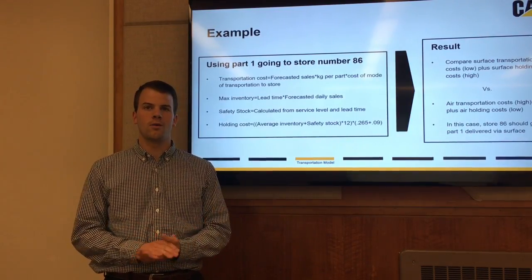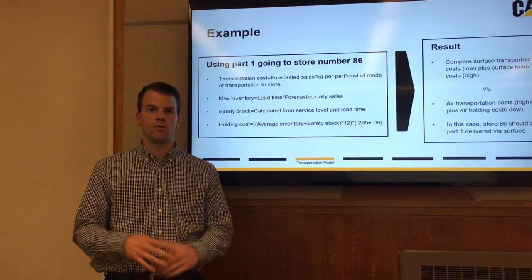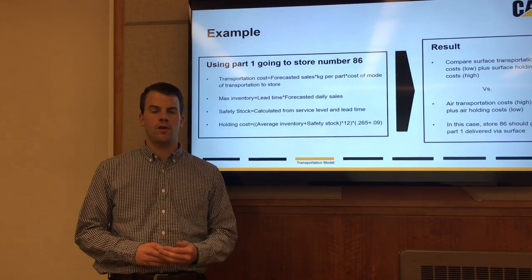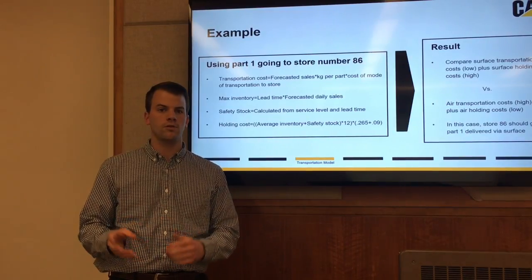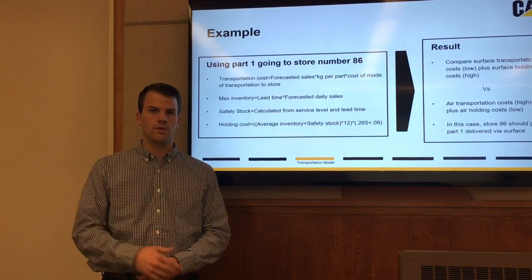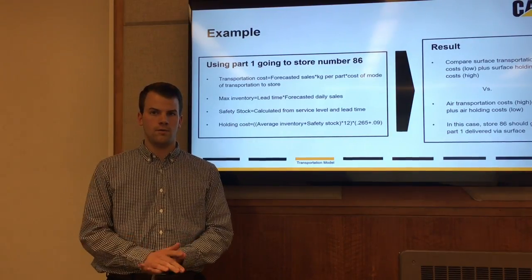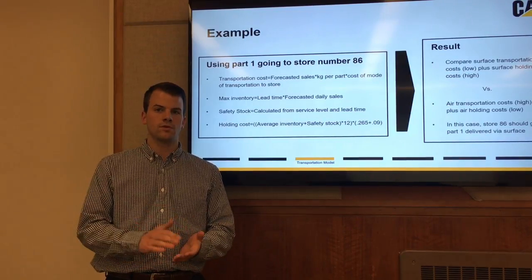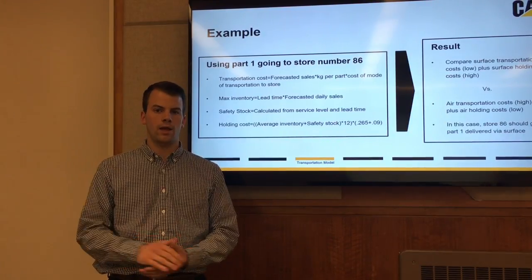So a little example here, we're going to do this for every part going to every different store. We're going to start with part 1 going to store 86. The transportation cost is calculated like I talked about: the forecasted sales times the kilograms per part, and then we had to look at the cost of the mode of transportation, so we did it both for air and surface. We also then calculated the inventory based off the lead time times the forecasted daily sales, looked at safety stock, like I talked about, from service levels and lead time, and then calculated the holding costs. We're using average inventory and safety stock times 12 months times the rate of holding and the cost of capital.